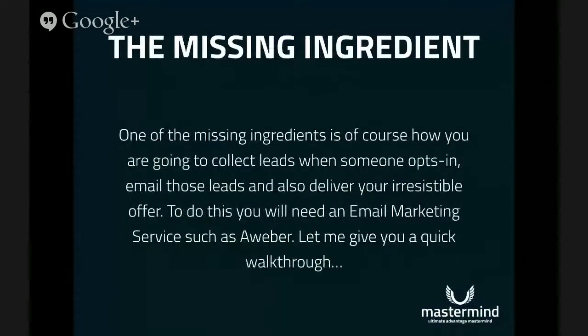All right. So I showed you how to integrate the opt-ins with your blog, your irresistible offer into your blog, but we're still missing an ingredient. This is how you're going to collect leads when someone opts in, how you're going to email those leads, and also how you're going to deliver your irresistible offer. To do this, you're going to need an email marketing service such as Aweber. There's a ton of email marketing services out there: Aweber, MailChimp, iContact. There's just so many that you can go with.